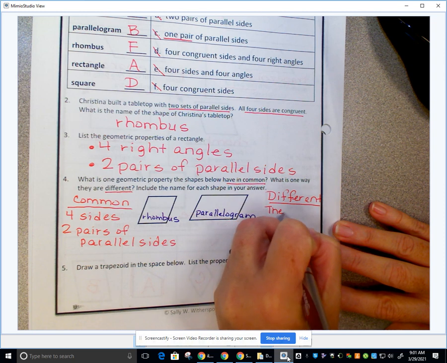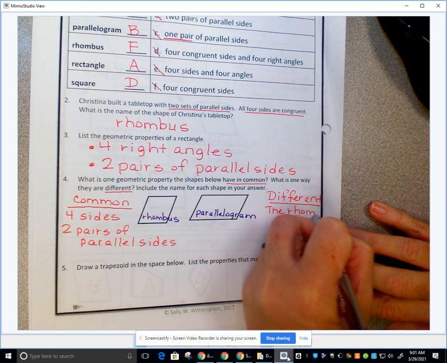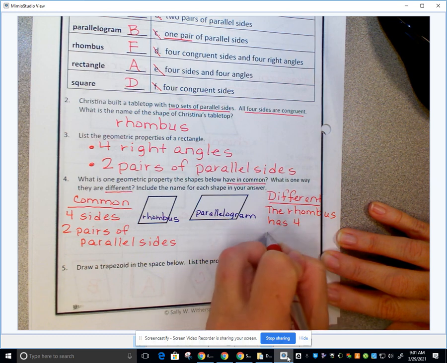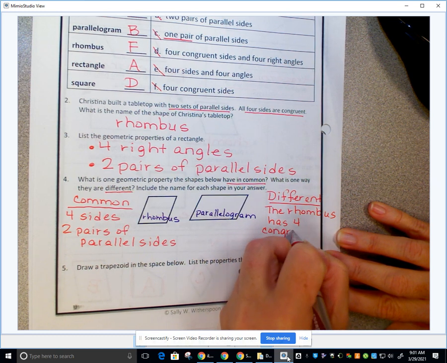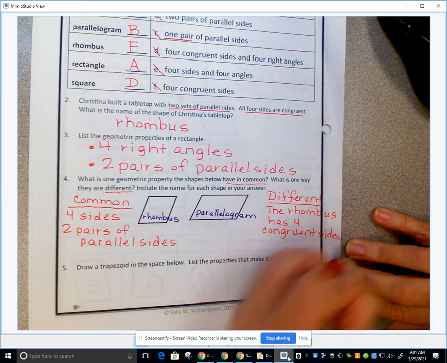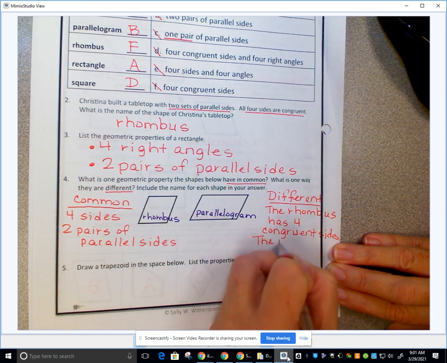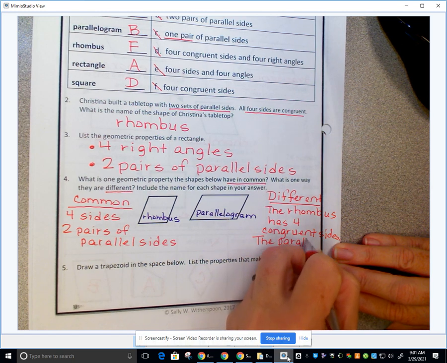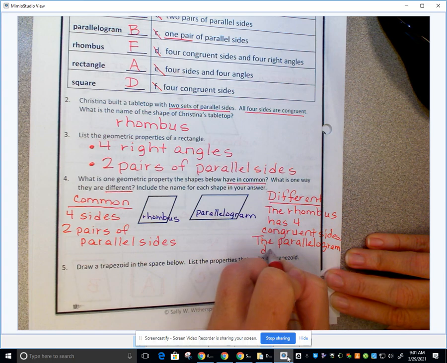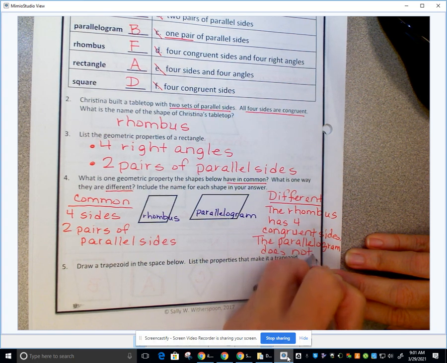The rhombus has four congruent sides. The parallelogram does not.